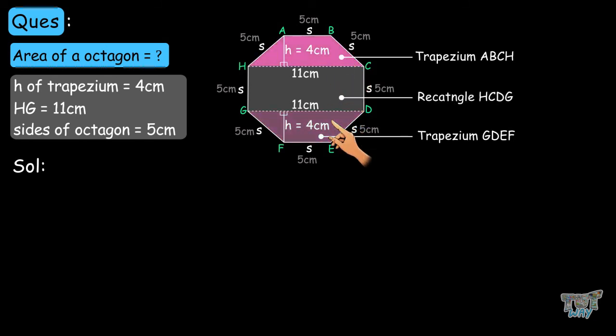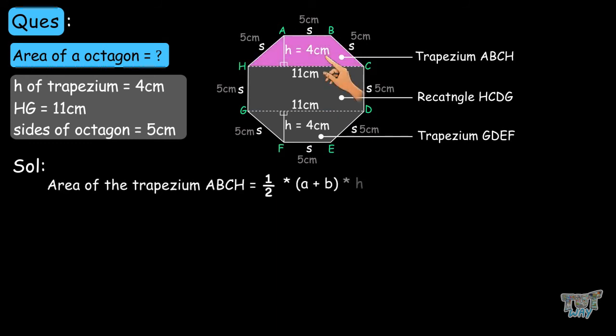So we can calculate the area of the 2 trapezium and the rectangle, and then sum it all up to get the final area. Area of trapezium ABCH is half times A plus B times H. Plugging in the values, we get half times 5 plus 11 times 4. And finally, we get 32 centimeters squared.